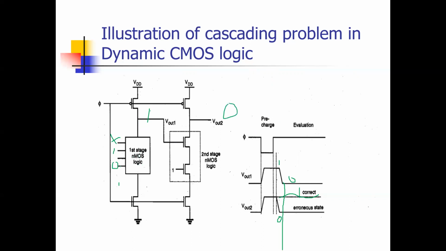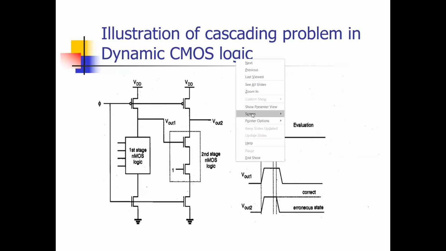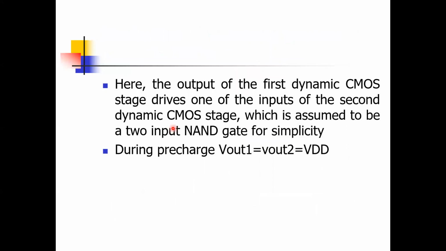But suppose all these inputs are 1, then it will be 0. For switching 1 to 0, it takes some time, but the second stage will accept only 1. It will not accept 0 because of the simultaneous clock change, it will take the output. So this is the problem in cascading dynamic CMOS logic. At pre-charge both are the same, but at evaluation the first stage takes some time, and the second stage will not wait. So that is the problem with dynamic CMOS logic.